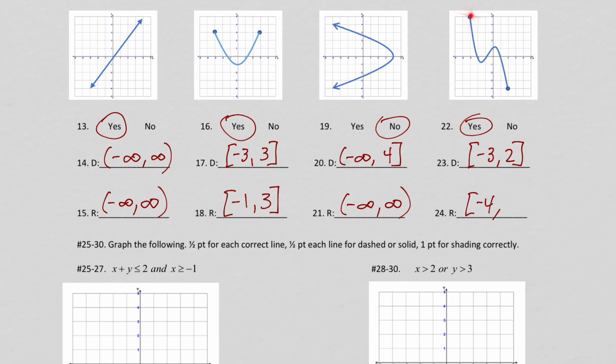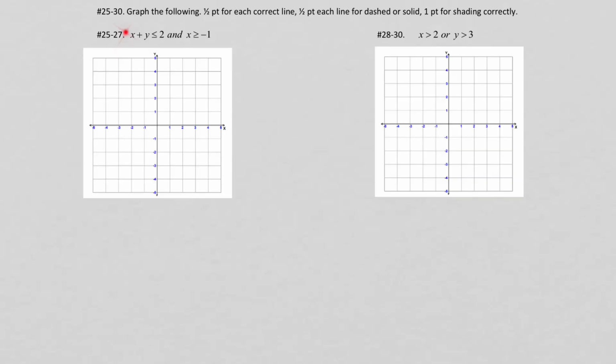And this is the uppermost point, and it's going as high as positive 5. And we're using brackets because we are hitting those numbers. I'm going to use the intercept method. If I cross out the y, x is 2. If I cross out the x, y is 2.